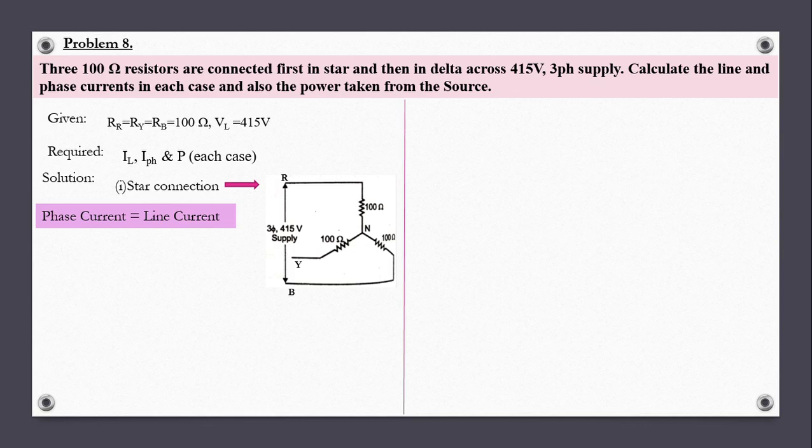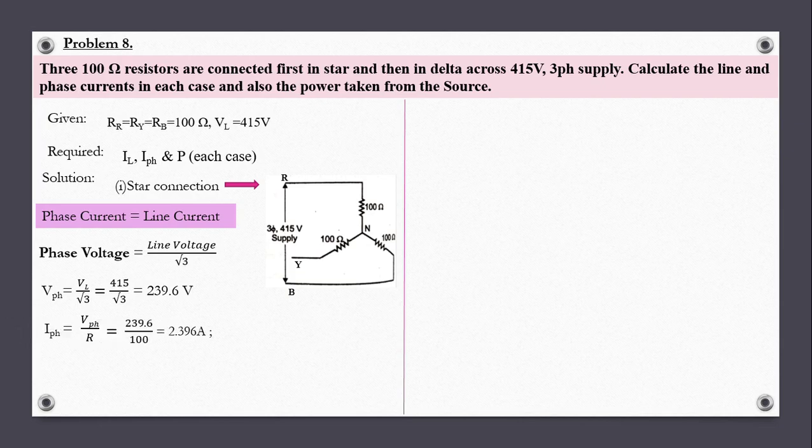The condition for star connection is phase current is equal to line current. That is a very important condition. To find the value of phase current, students should find the value of phase voltage. The formula is the ratio between line voltage and root 3. That is 415 divided by root 3 is equal to 239.6 volt. Then phase current is the ratio between phase voltage and resistor. Value of phase voltage is 239.6, resistor is 100, which is equal to 2.396 amps. As we discussed earlier, phase current is equal to line current, which is equal to 2.39 amps.